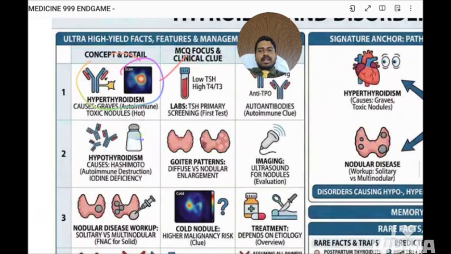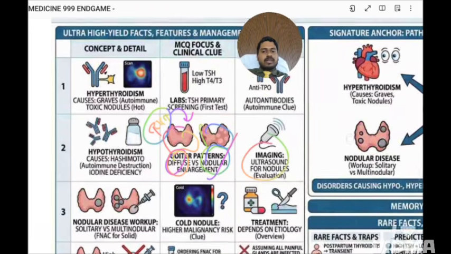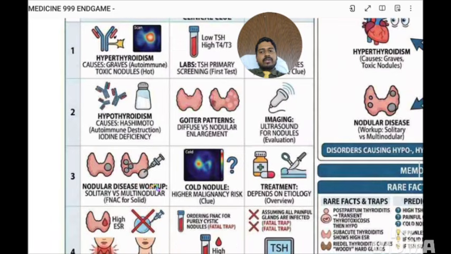Okay, hyperthyroidism. Next is hypothyroidism. You will have Hashimoto's, which is autoimmune, and iodine deficiency. So here you get a goiter pattern. Why goiter? Because TSH will be higher in this case, and TSH will cause increased growth of the thyroid gland. So it can be diffuse or nodular enlargement, and you will use ultrasound for nodule evaluation, and then you will do FNAC if it is solitary or multinodular, for further workup.